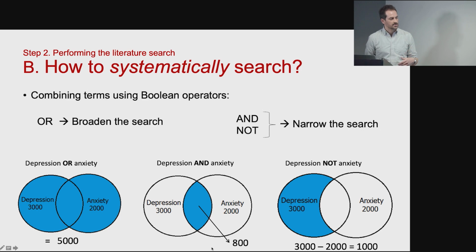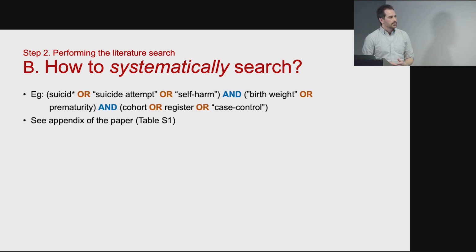So you just pick the papers that concern the two topics together. And same thing if you want to exclude, for example, find papers on depression that exclude the topic of anxiety, use NOT. So it's very easy to use those operators, but it's very complicated to build an overall algorithm.